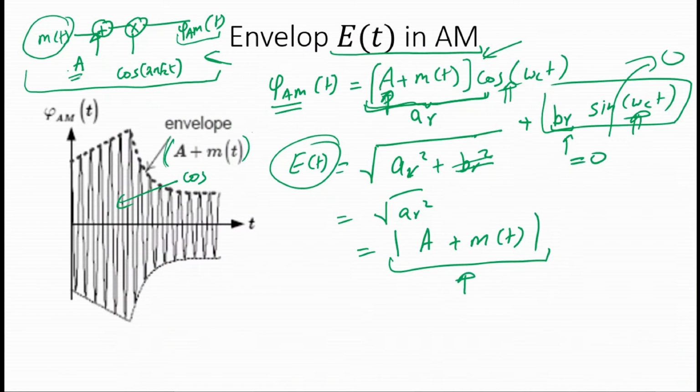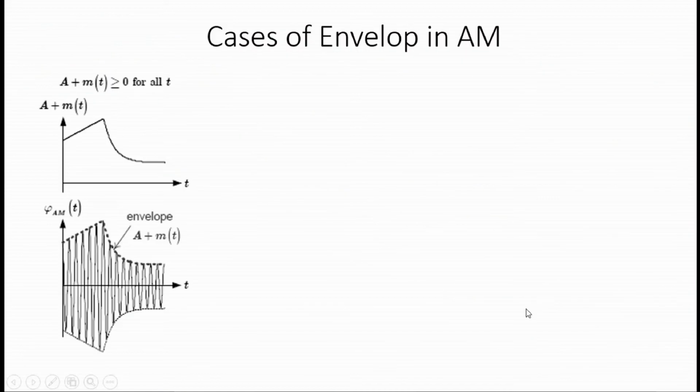So when it is useful and when it is not useful is a very important thing, because all of these things are basically governed by the envelope. So envelope is significant in AM. Now let us discuss the cases of envelope in AM. So the first case is, this is our case 1.